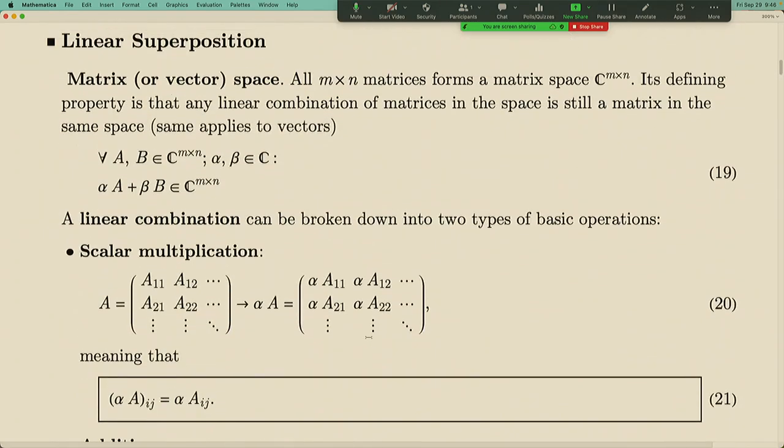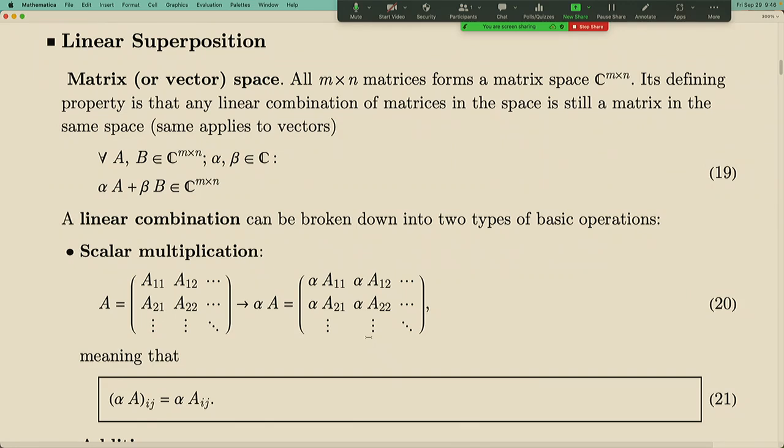Okay, so we will talk about this duality between row and complex vector later. But for now, let's talk about some basic algebraic properties of matrix or vectors. I will just talk about matrices because vector is anyway just a special case of matrix.